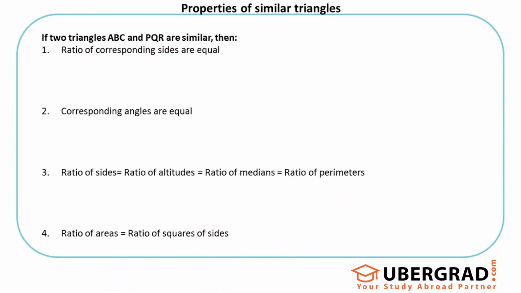Now, what are the applications of this, right? Once I know two triangles are similar, what can I do with that? As I said, the ratio of corresponding sides are equal. So we take the ratio as AB by PQ equals BC by QR equals AC by PR.